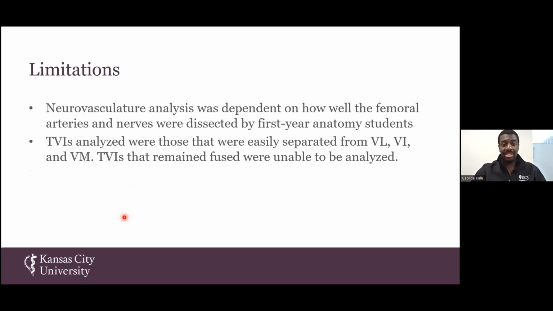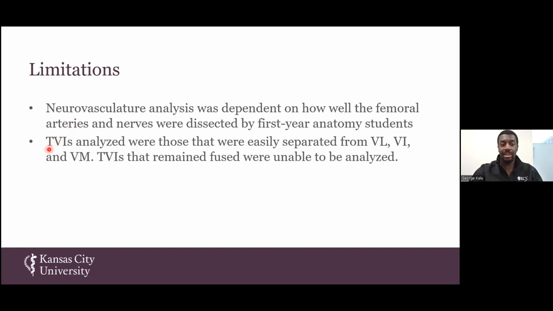So some limitations to this study: when it came to the neurovasculature, my analysis was dependent on how well the first-year anatomy students dissected that area. I really only focused on the muscular component, and I left the neurovascular component to the anatomy students in lab. Some of them were kept intact pretty well, some of them were not, and so that limited what I was able to do there.